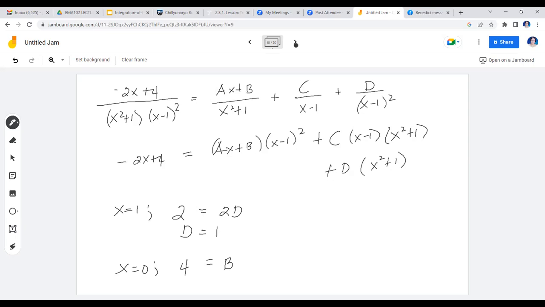Now, if this is 0 and this is 0, you have -1 times 1. So that's -c. If this is 0, that would be d. Okay, because 0 plus 1 is 1. So that would be d. You know already d is equal to 1. So this one here will become 4 equal to b minus c plus 1. So we'll have 3 is equal to b minus c. Okay? We cannot solve for anything yet because we have two unknowns.